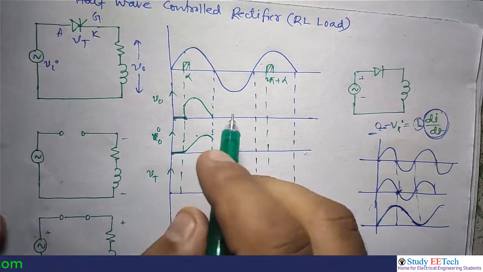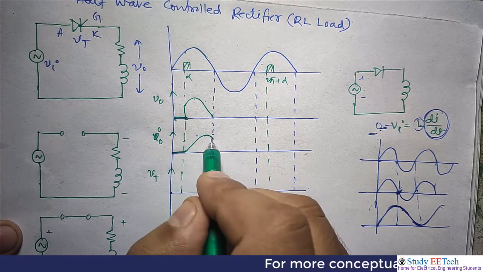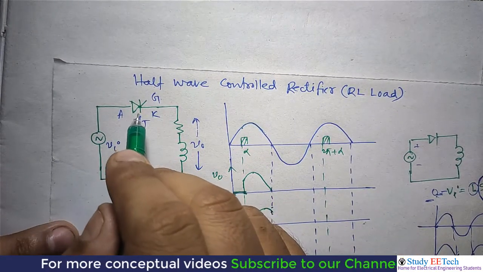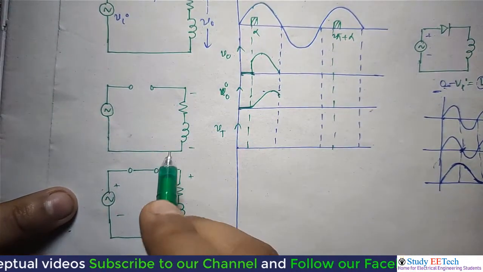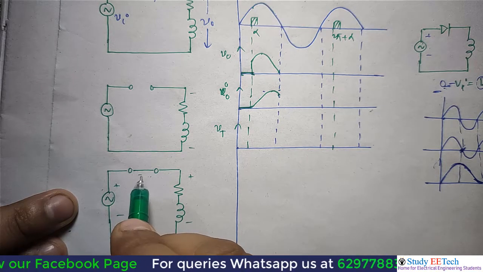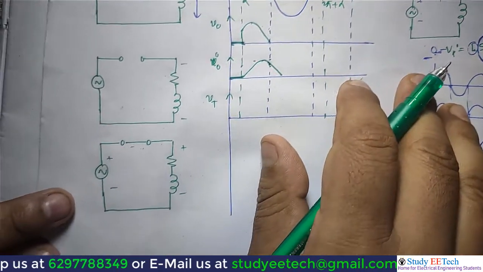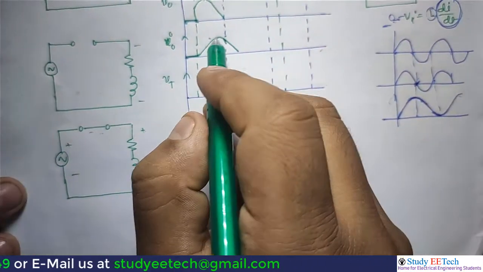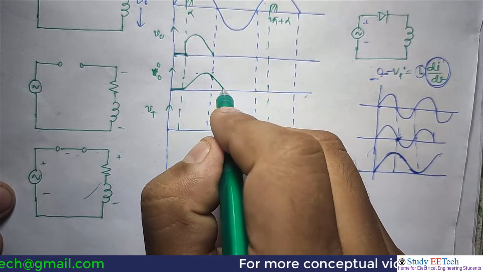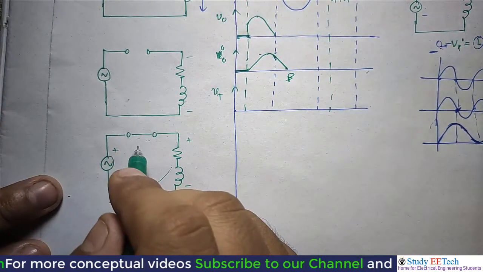Now we see at the point pi, voltage has become 0, but the current is not 0. Since the current is not 0, we cannot say the thyristor will be off here, so the thyristor will continue to conduct until the current becomes 0 or falls below the holding current. The current flows something like this, meaning the inductor is now discharging through the source. Let us call this point beta. Till the beta point, the equivalent circuit is this one.